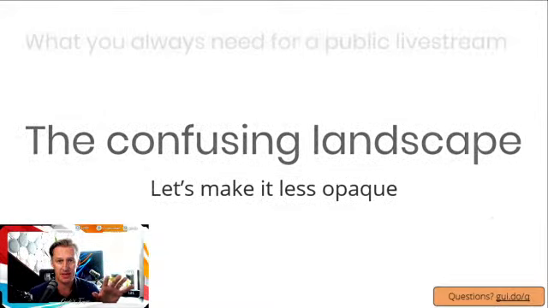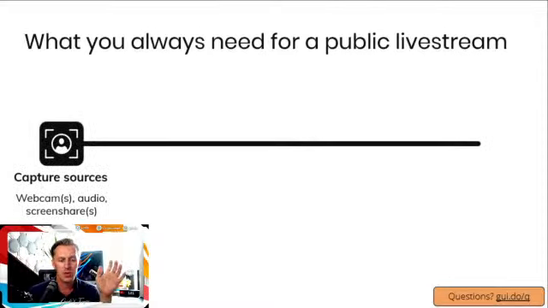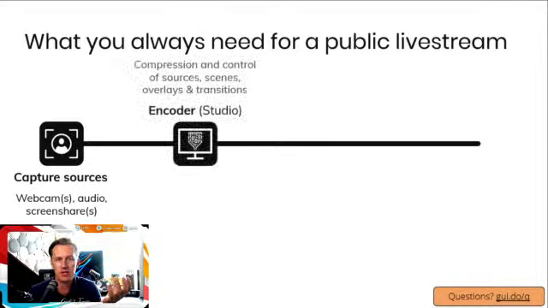So the landscape. Let's start with that one. Basically, when you want to do a live stream, there's a couple of things you'll need, four main parts. First one, you need to capture something, usually a webcam. You need to capture audio, maybe a screen share, but the content that you want to share, you need to capture that. The second one that you'll need is an encoder. You need to encode that so it's ready to be streamed, basically.